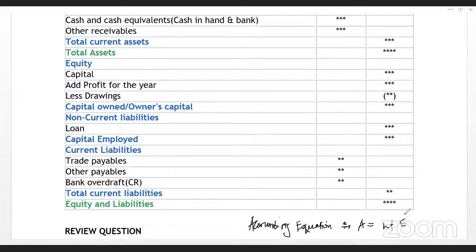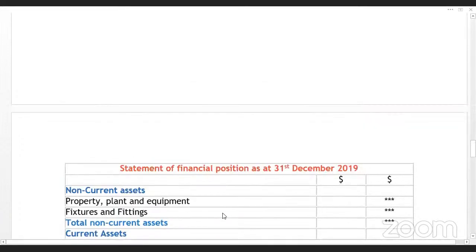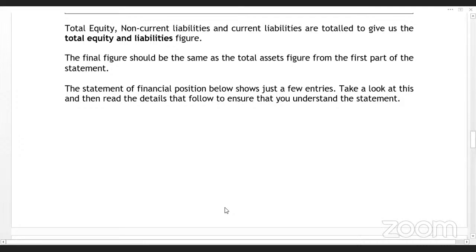Plus equity. When you prepare the balance sheet, your total assets figure should always be equal to the total of liabilities and what? Liabilities and equity. So the accounting equation is very key when you're preparing the balance sheet, or what we call a statement of financial position.